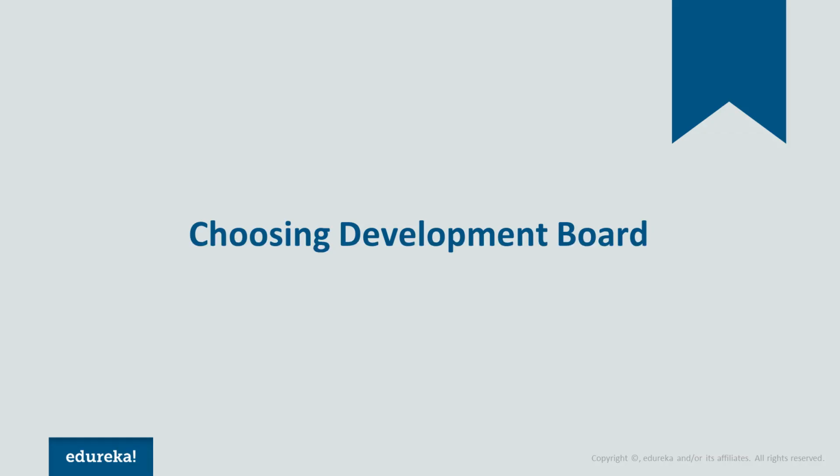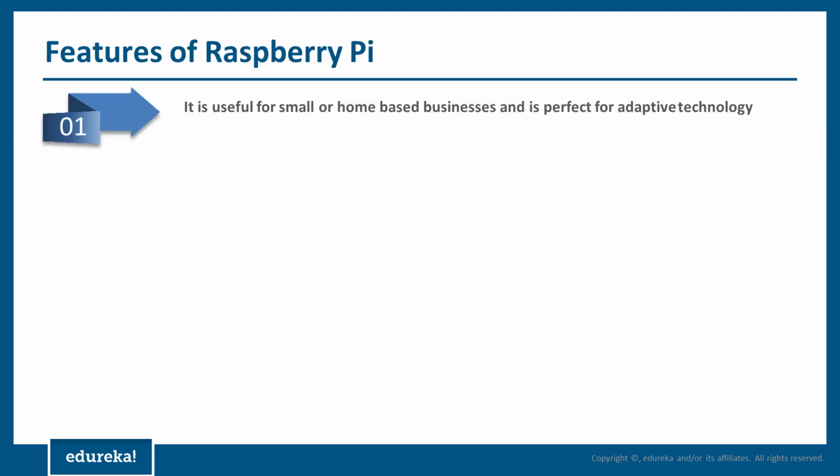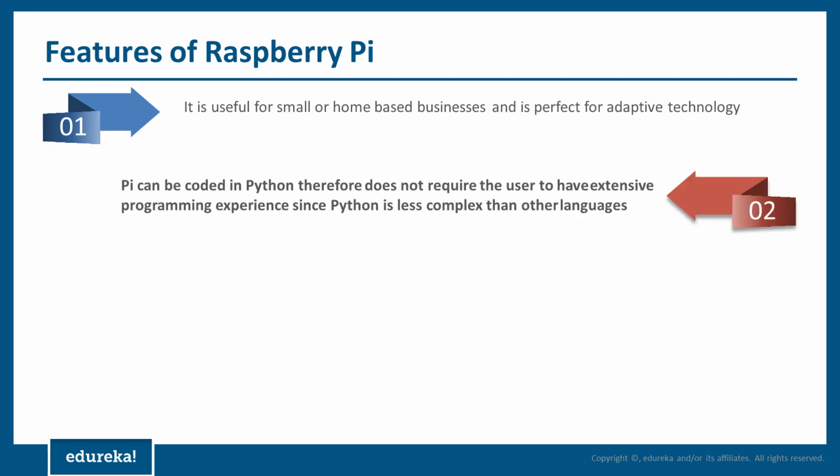So, choosing the development board. Which one would you choose? Although there are a lot of development boards available in the market at varied prices, Raspberry Pi is supposedly most suited to start learning IoT. Features of Raspberry Pi: it's useful for small or home-based business, perfect for adaptive technology. As we said, it can run multiple operating systems. You can install Raspbian, which is a Linux version, on it. You can install .NET Core on it. There are 4 or 5 operating systems you can install. You can use any of them.